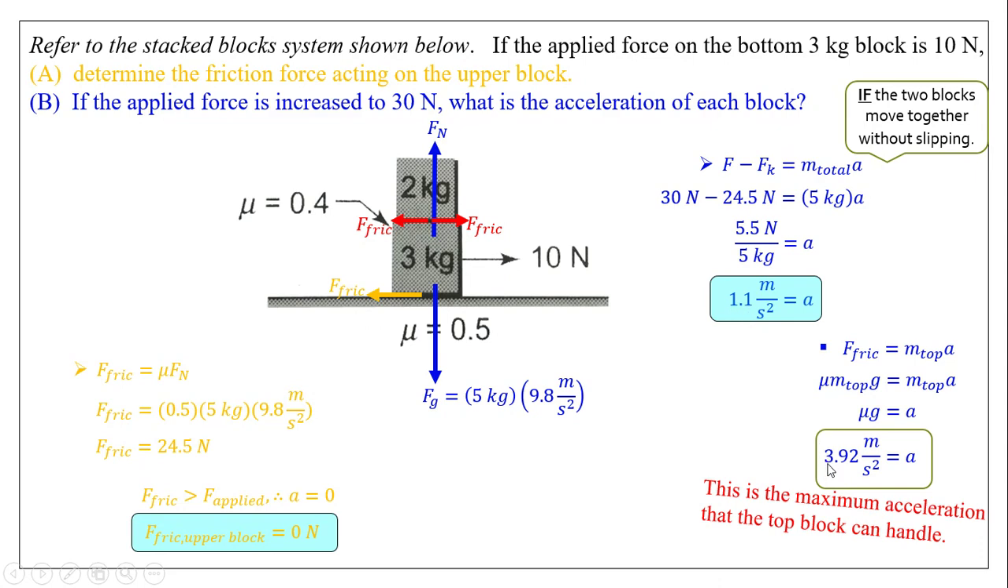So I would conclude that the top block accelerates with the bottom block at a rate of 1.1, because it can handle up to 3.92, but the force of friction on the bottom only slows it down a little bit, causing the system to accelerate at a rate of 1.1. Since 1.1 is less than 3.92, I can conclude that a1 is equal to a2. So both these blocks will accelerate at the same rate, which is 1.1. All right, I hope that helps.